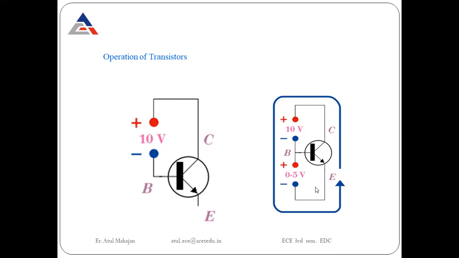And when the emitter-base is forward biased, what actually happens? The emitter current: all the majority carriers which were present inside the emitter are transferred from the emitter towards the base.